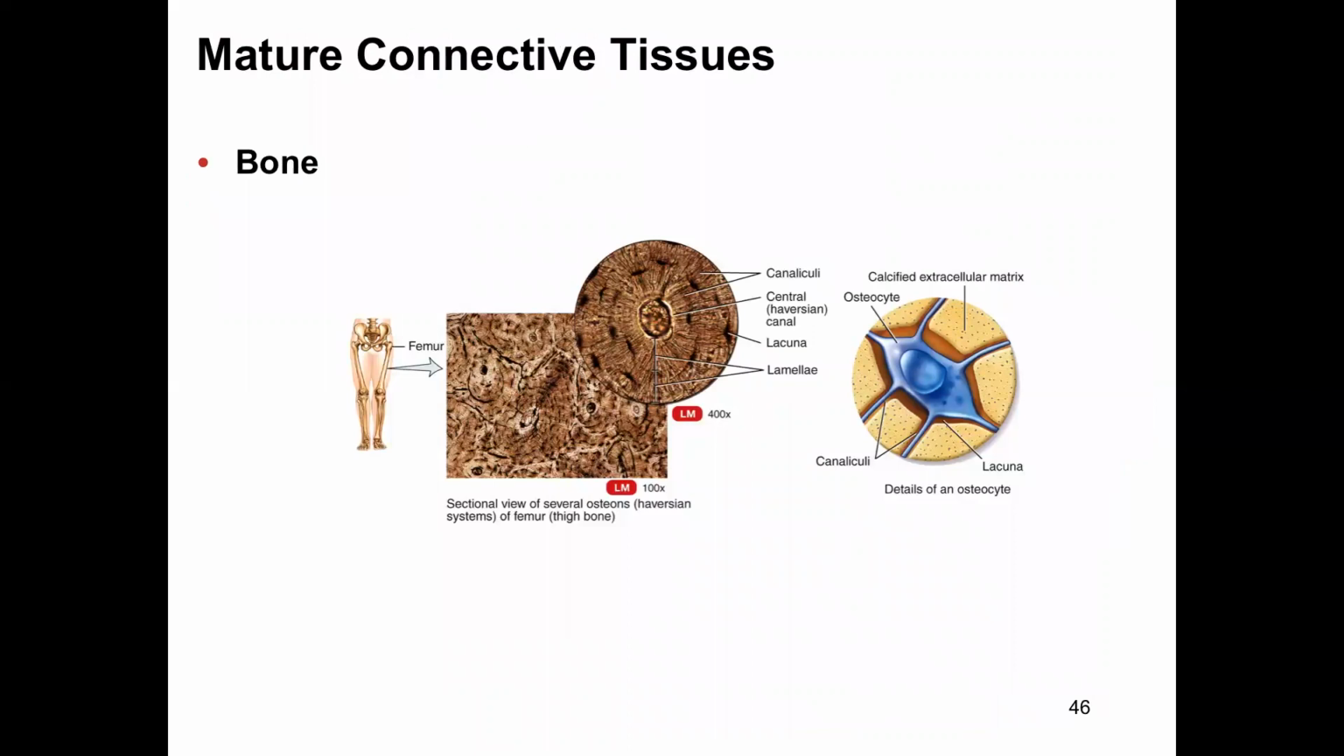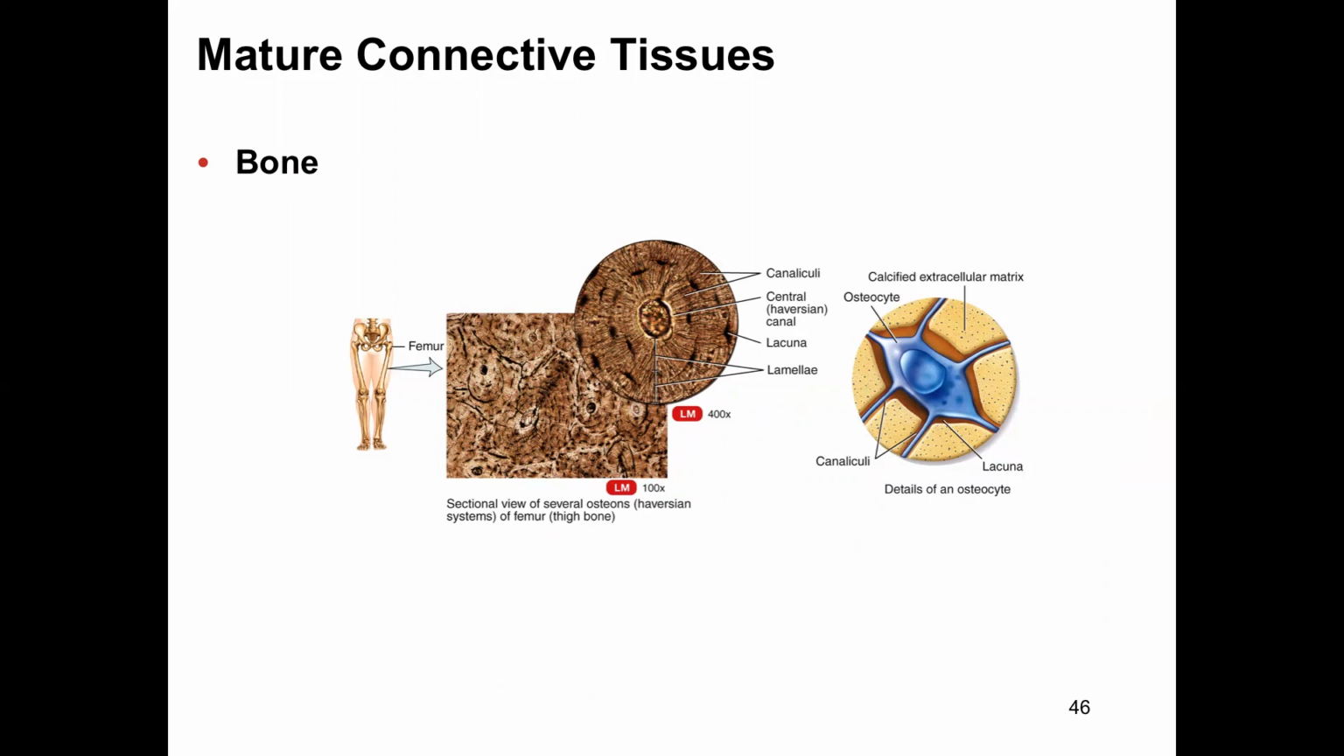Okay, now, bone is another type of mature connective tissue. So here what you're going to find is a hardened matrix, all right? The cells here are called osteocytes. So osteo means bone, and cytes is cells. Now the cells that form bone are called osteoblasts. And you'll see that there's two types of bone. So there's spongy and compact, all right?